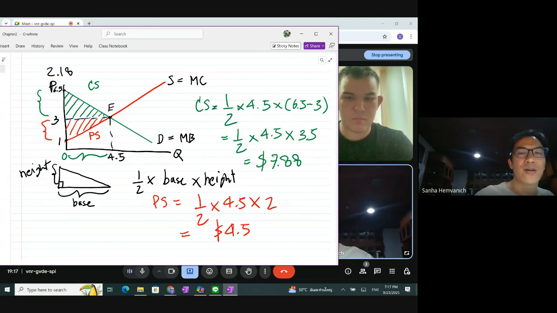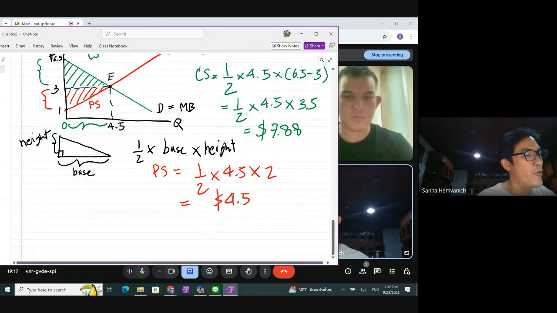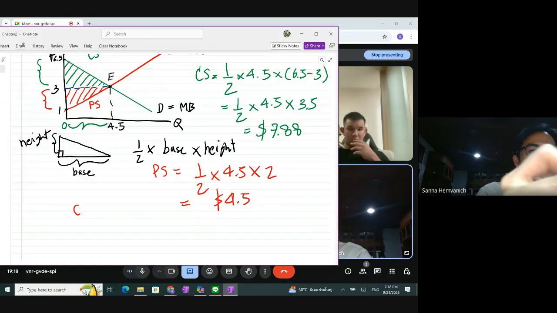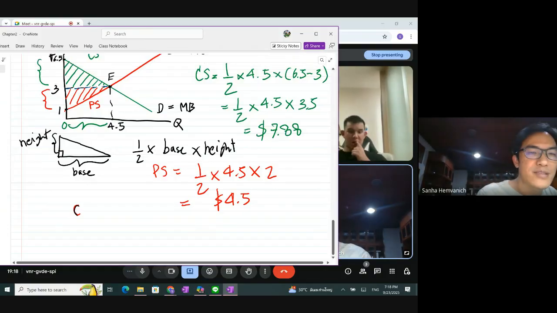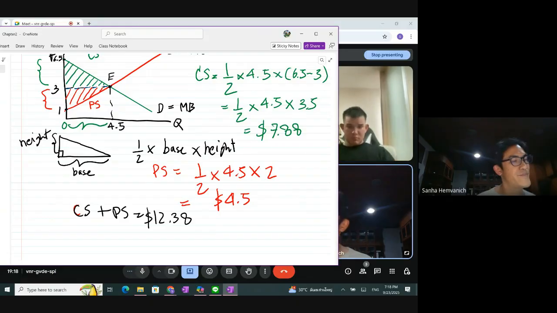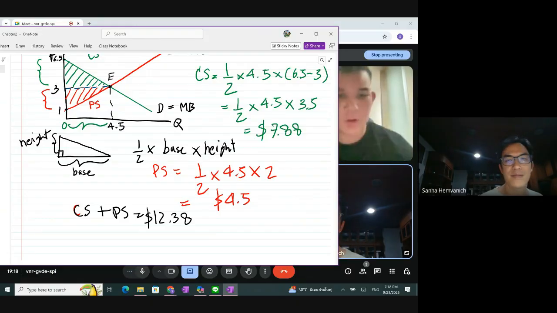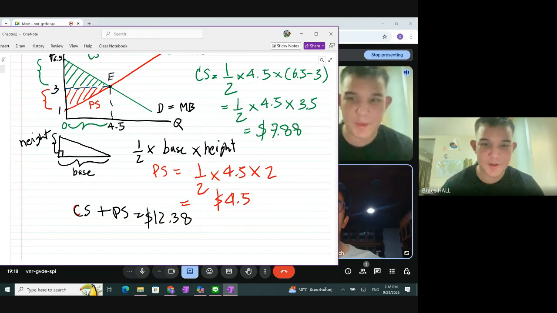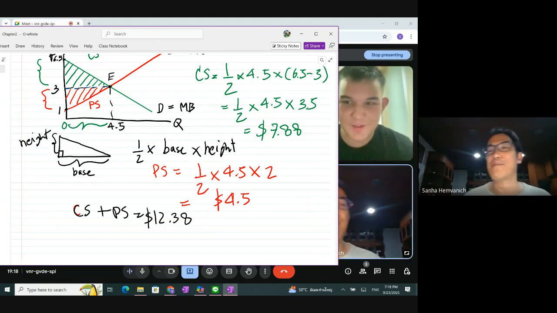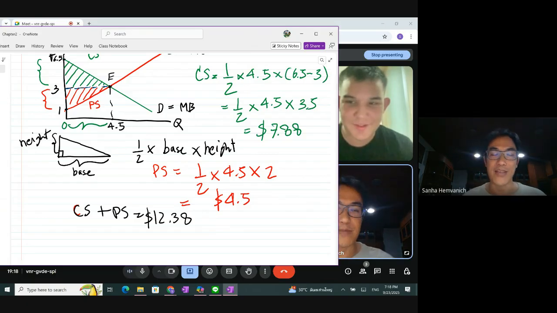So this means that when we combine them, CS plus PS is equal to 12.38. Okay, any question? No question, right? It's just math. There are many places in the explanation where I would actually prefer to use math to explain.